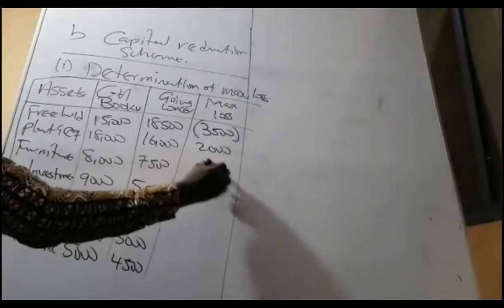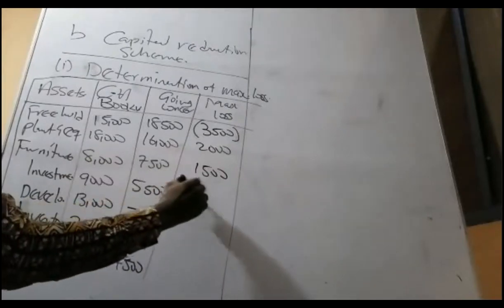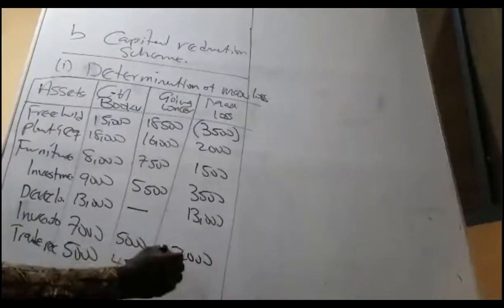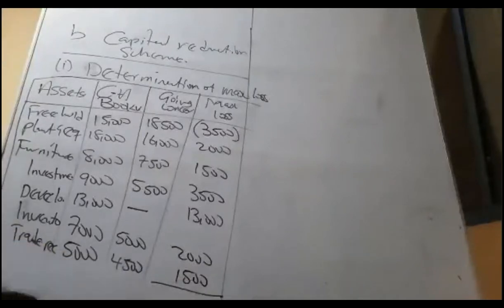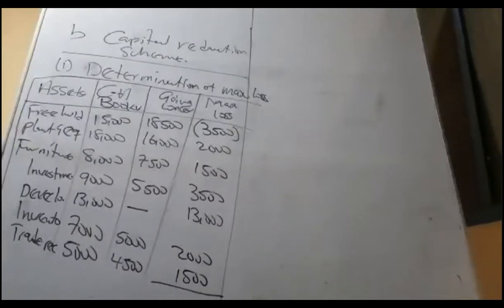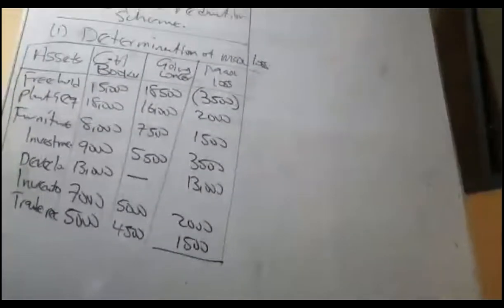This and this, loss of 2,000. This and this, loss of 1,500. This and this, loss of 3,500. This entire one, loss of 13,000. They are losing everything. This and this, they are losing the 2,000. This and this, they are losing 1,500. Putting all this together, we say this is the losses coming from the assets. Losses coming from where? Assets. So that's the losses coming from assets.